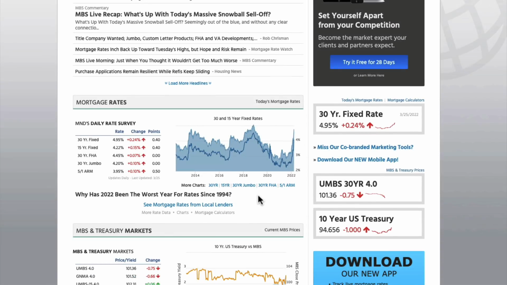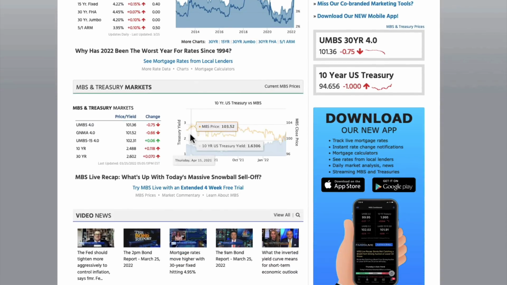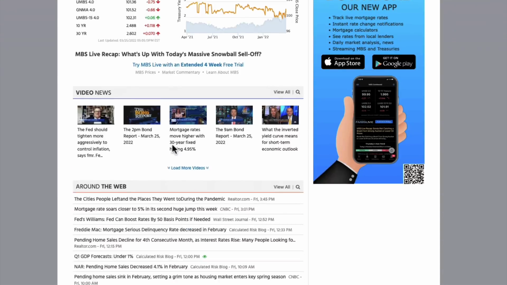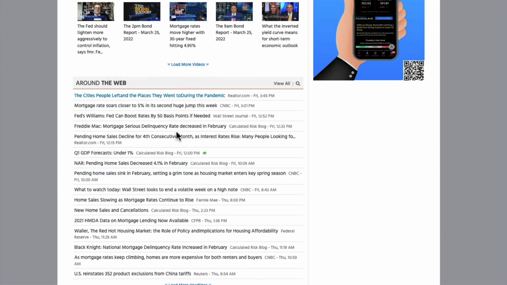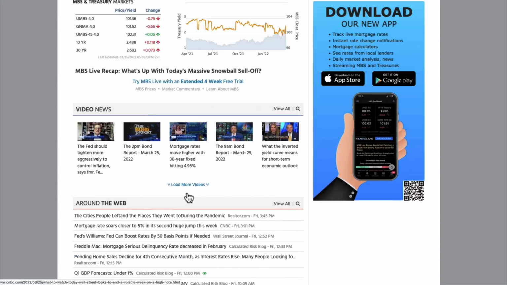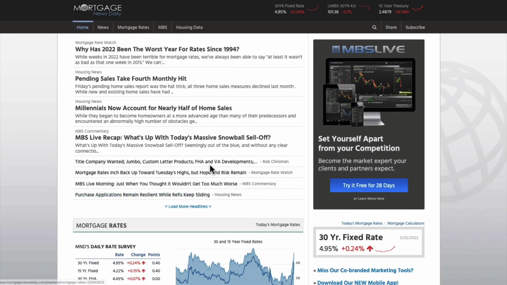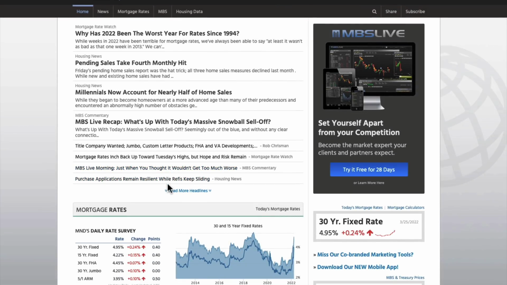On the 30-year, it gives you the relationship of MBS versus Treasuries, MBS in price, so we can see price coming down, and Treasuries in yield going up. And around here, if you scroll down, there's a whole bunch of interesting stuff to read. Some things you might find interesting up here if you're into mortgage REITs.